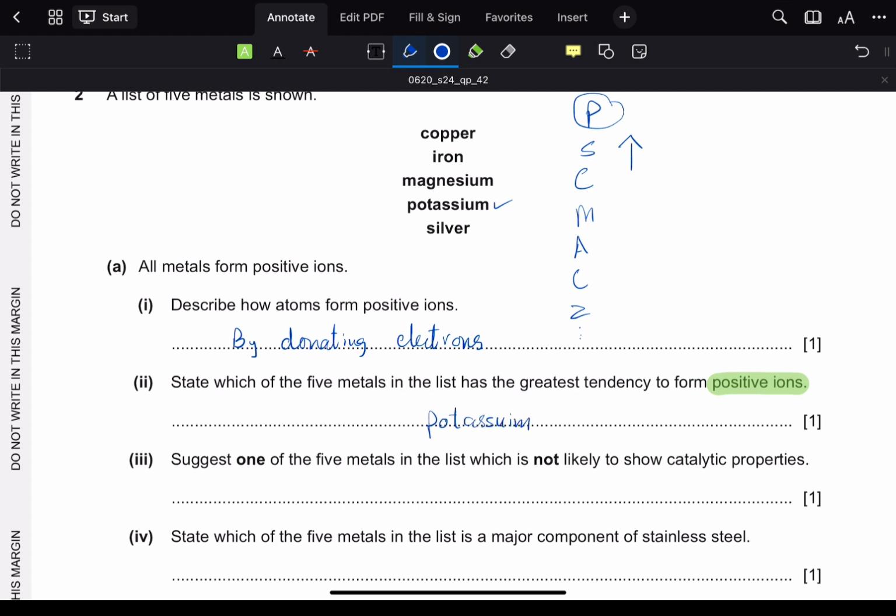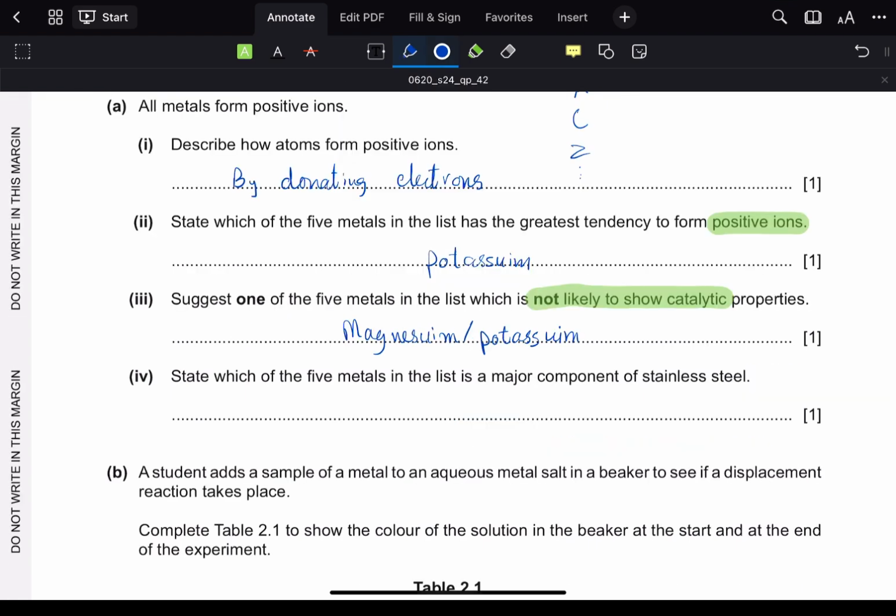Part 3. Suggest one of the 5 metals in the list which is not likely to show catalytic properties. Catalytic properties are something unique to transition metals. In our list, copper, iron, and silver are all transition metals, which means that magnesium and potassium are both valid answers for this question. Part 4. State which of the 5 metals in the list is a major component of stainless steel. Stainless steel is an alloy that consists of iron, chromium, and other metals, but its main component is iron.